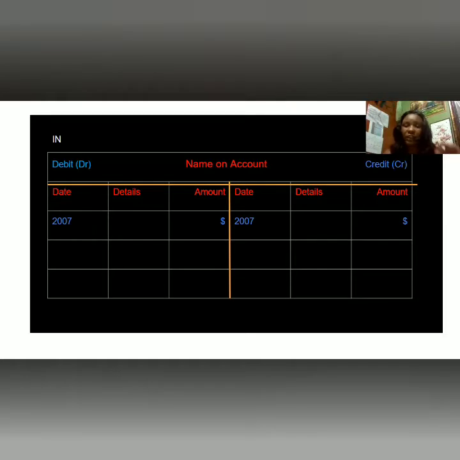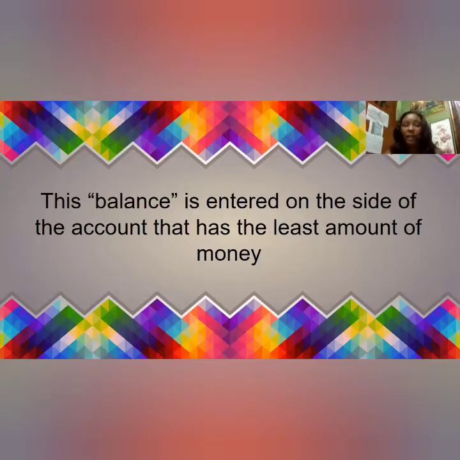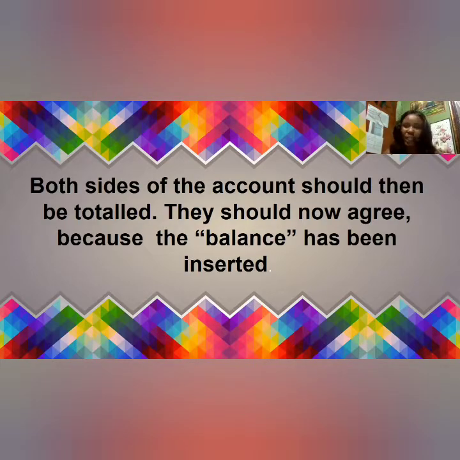So after you subtract your credit entries from your debit entries or vice versa, what you have left is your balance. Now, the balance is entered on the side of the account that has the least amount of money. So in my example earlier, remember one side had 1,000? The other had 200. So now you're going to put the balance on which side? Awesome. The side with the $200 because that had the least amount of money. Both sides of the account should then be totaled. This should now agree because the balance has been inserted.